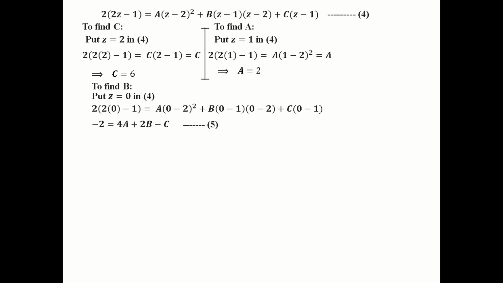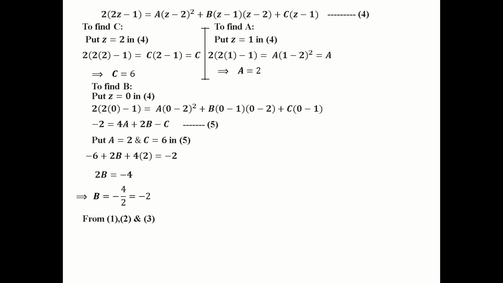But we know the value of c and a. C is equal to 6, a is equal to 2. Substitute the values, you will get minus 6 plus 2b plus 4 into 2 is equal to minus 2. Therefore b is equal to minus 4 by 2, that is equal to minus 2.